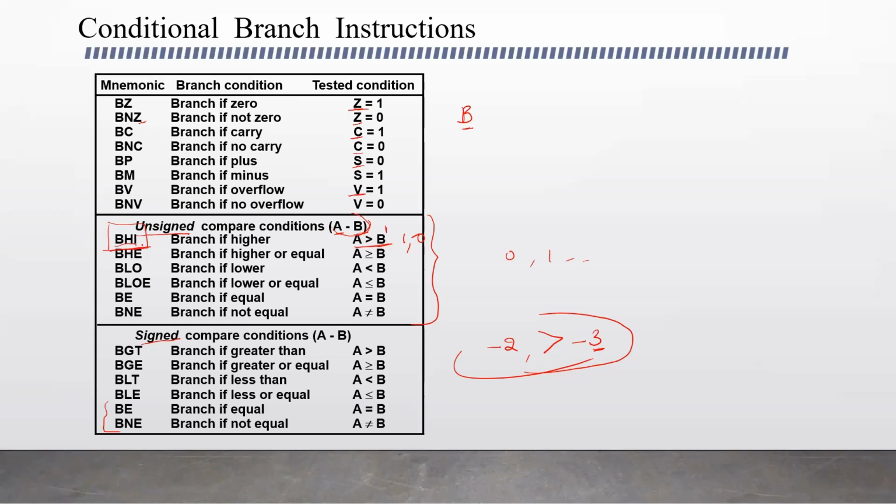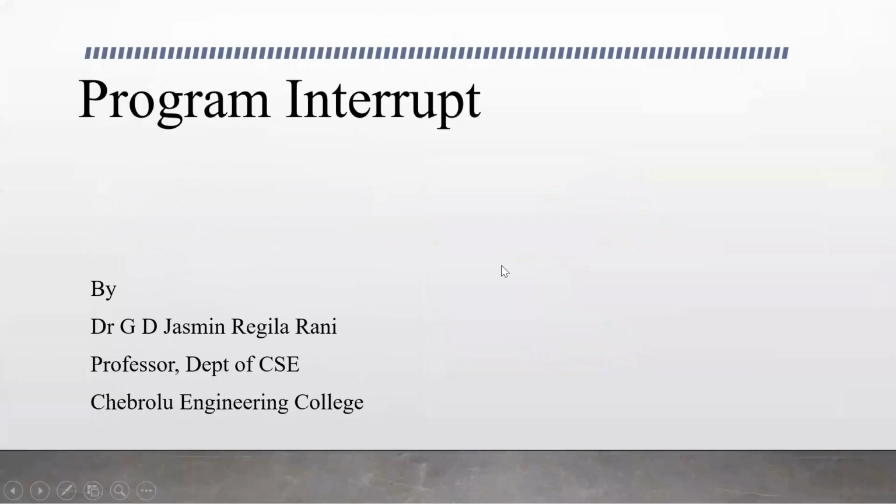BHI. If the numbers are unsigned, and we want to perform A minus B only if A is greater than B, in this case we use the instruction BHI. We write the instruction BHI address. So the control will move to this address only if the operand A is greater than B. If A is not greater than B, this branching will not be done, and it will execute the next instruction in sequence. So we have taken one branch instruction and included all the conditions here.